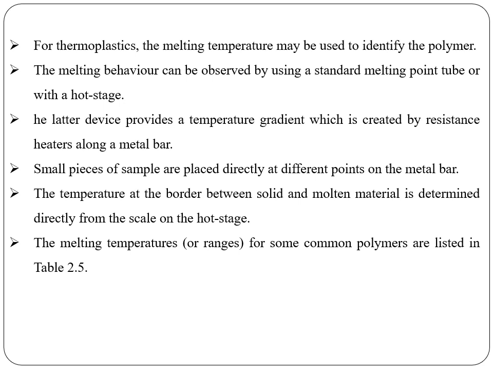For thermoplastics, the melting temperature may be used to identify the polymer. The melting behavior can be observed by using a standard melting point tube or with a hot stage. The latter device provides a temperature gradient which is created by resistance heaters along a metal bar. A small piece of the sample is placed directly at different points on the metal bar, and the temperature at the border between solid and molten material is determined directly from the scale on the hot stage.